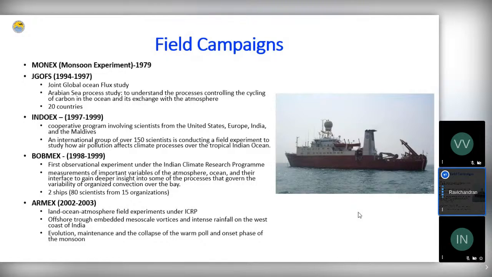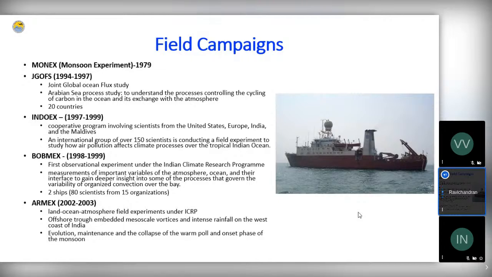Then under the ICRP, that means the Indian Climate Research Program, India alone conducted two experiments: one is BOBMEX, basically in the Bay of Bengal, and another is ARMEX in the Arabian Sea. BOBMEX is a standalone expedition, the first time India alone conducted such an expedition, and the first observational experiment campaign in the Bay of Bengal. It had measurements of many variables, both from the atmosphere and ocean, and their interface, to gain deeper insight. Many radiosonde balloons were launched, and subsurface information was also gathered to understand the monsoon process.